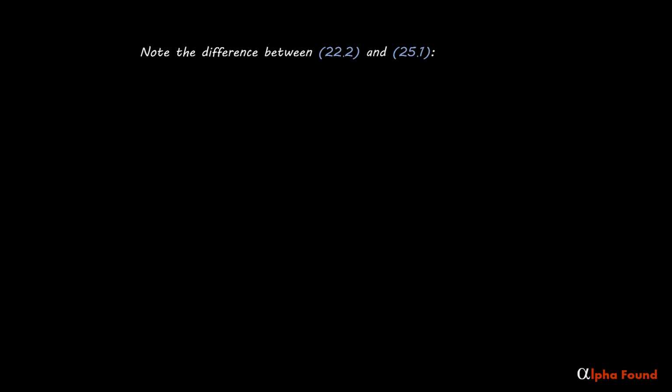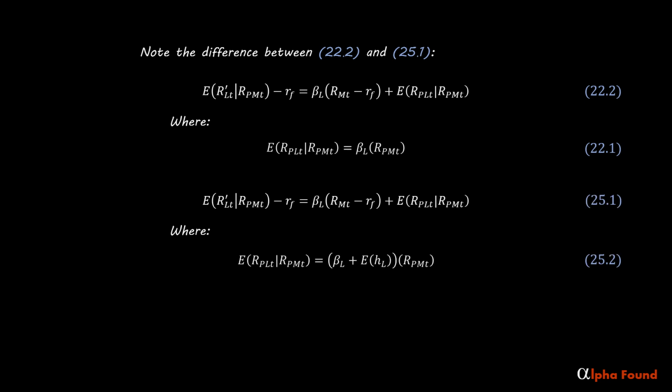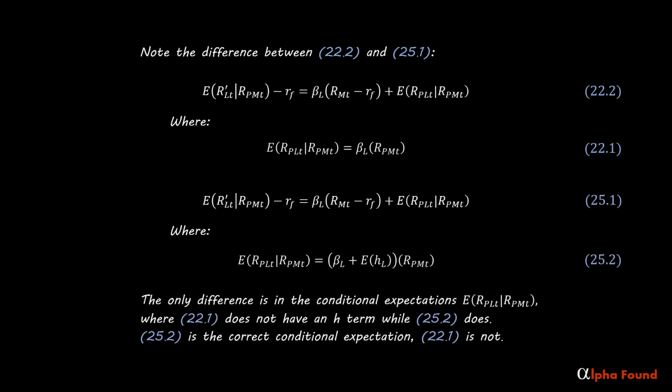Note the difference between 22.2 and 25.1. The only difference is in the conditional expectations, where 22.1 does not have an h term, while 25.2 does. 25.2 is the correct conditional expectation, 22.1 is not.